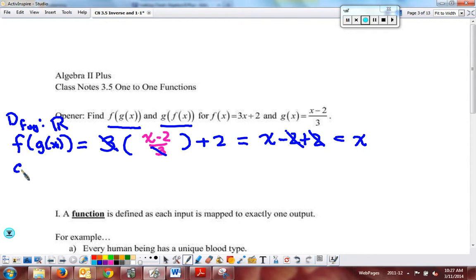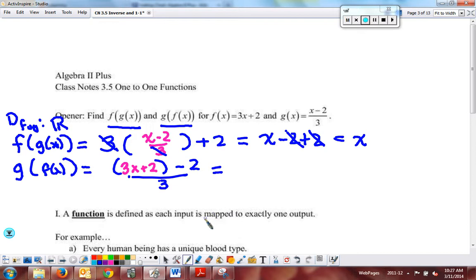All right, and then I'm going to do g of f of x. Now in that one, what do I start with? G, which is blah minus 2 over 3. What gets plugged in? 3x plus 2. So you show me the substitution. Then we start to cancel. What cancels first? Plus 2 and the minus 2. Leaves me with 3x over 3. Then your 3's will cancel and you're left with x.